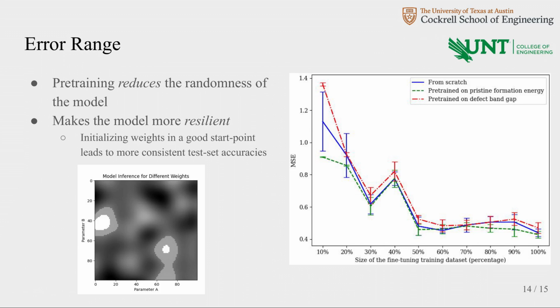But regardless, the error ranges here. One thing I mentioned before with pre-training is that it makes the model more stable. So even though band gap has ultimately about the same performance as training from scratch, pre-training on pretty much any property, not every property, but many properties, even if they're just kind of related, improves the resiliency of the model.